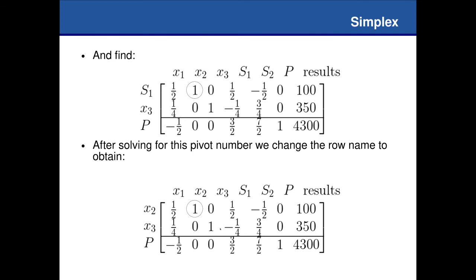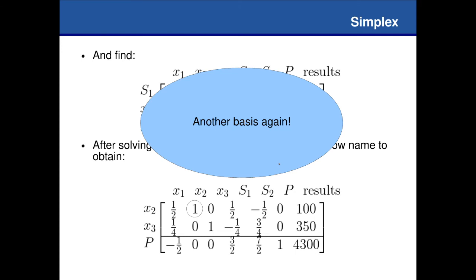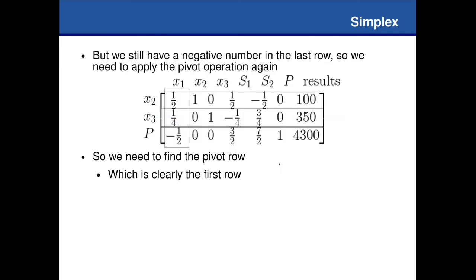Our basis is x2, x3. This is our first column vector, 1, 0. And the second column vector is related to x3, which is 0, 1. Times this vector, we'll have, of course, the values for x2 and x3. Another basis. Again, we have a negative element at the last row. So we get it, and this will be our pivot column.